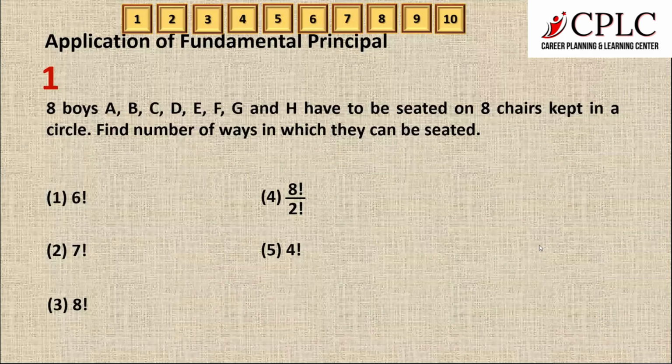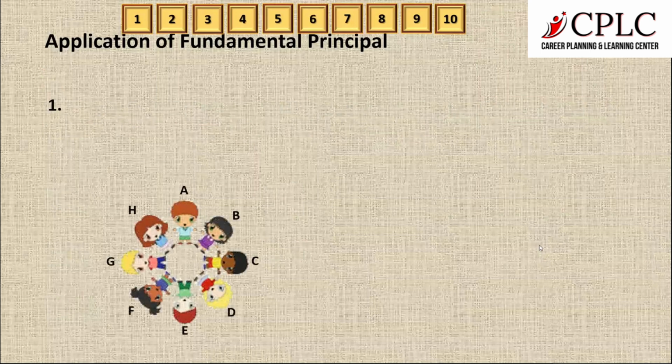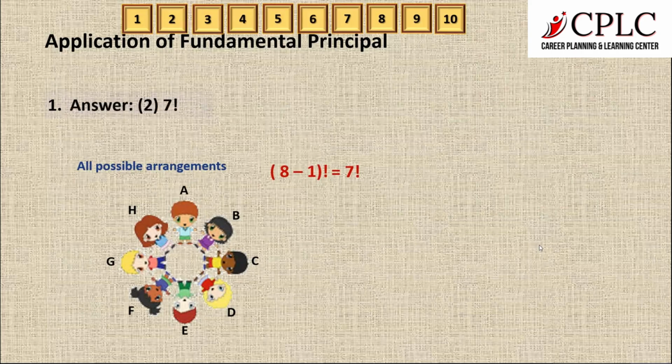8 boys A, B, C, D, E, F, G, and H have to be seated on 8 chairs kept in a circle. Find the number of ways in which they can be seated. So these are all the possible arrangements. So it is going to be 8 minus 1 factorial, that is equal to 7 factorial. Now there's a formula. Whenever some people are sitting in circular arrangement, so let's say there are 8 people sitting in circular arrangement, we will make use of the formula that is n minus 1 factorial. So it is going to be 8 minus 1, that is equal to 7 factorial.